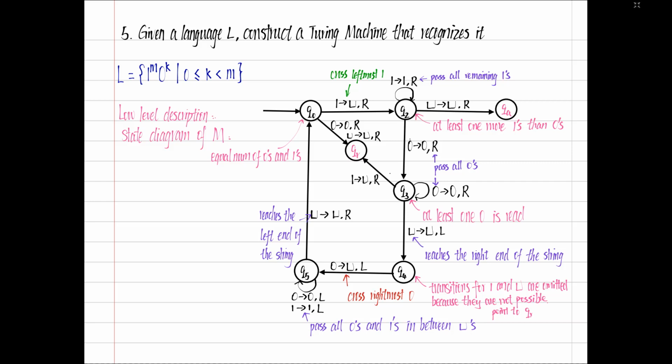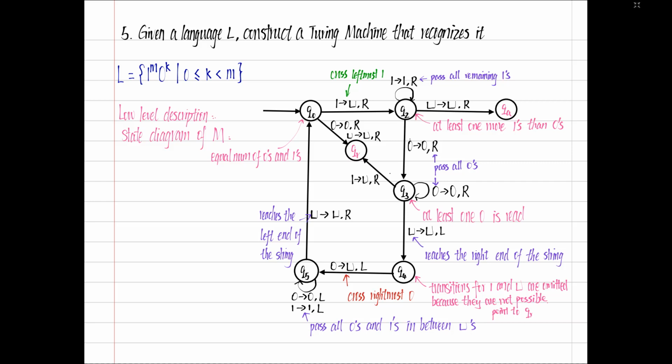State Q2 means there is at least one more 1 than zeros. It keeps moving to the right while reading ones on the tape, but stays at Q2. If the head reaches a blank, that means there are no more zeros to match. The input string has more ones than zeros, and the machine goes to QA to accept the string. If the head is on a 0, the machine goes to state Q3 and passes all zeros encountered because the goal is to reach the rightmost 0.